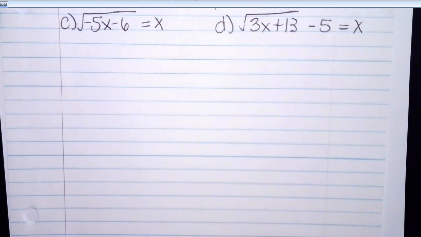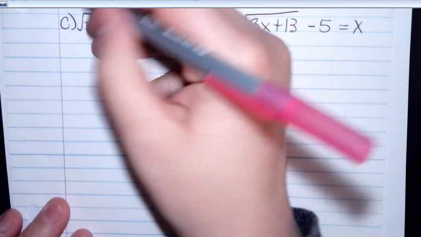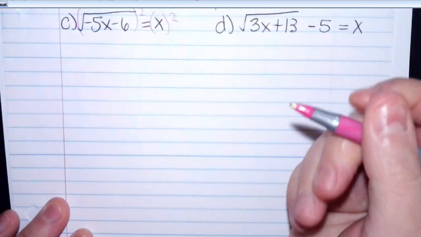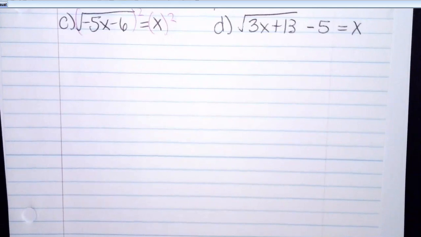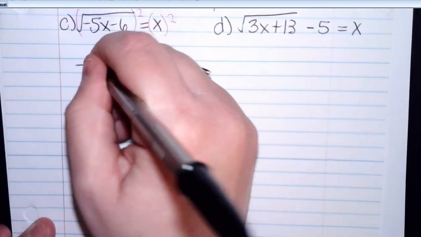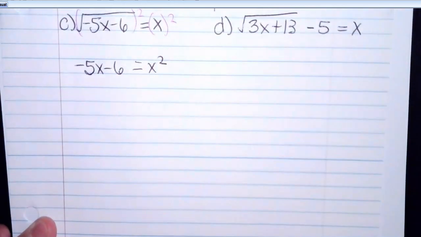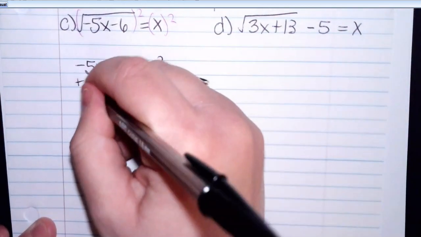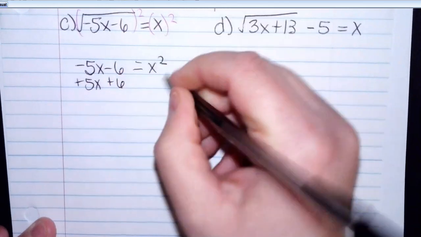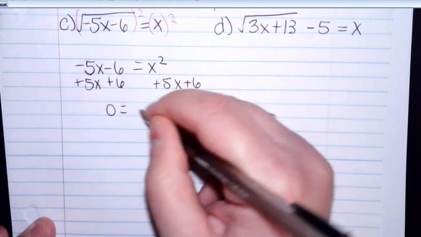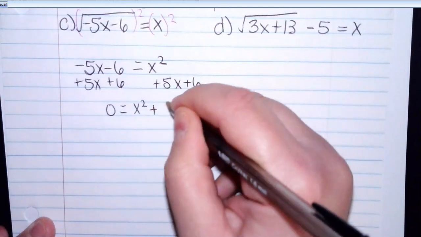So this is going to be super similar to the one we just did. We've already got our radical isolated. This is going to create a quadratic. I'm going to square both sides to get rid of that square root. I get -5x minus 6 equals x squared. Again, I'm going to set this equal to 0, and I'm going to keep that squared term positive just to make it easier on me to factor here.